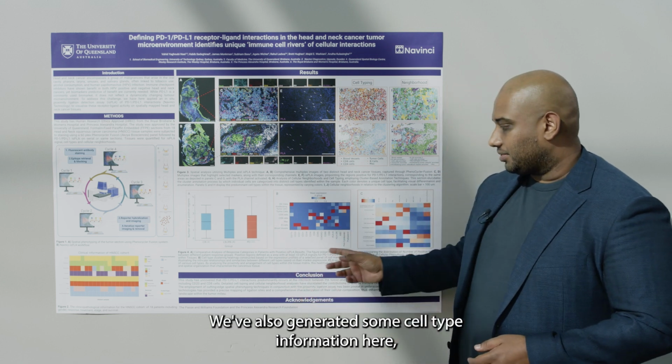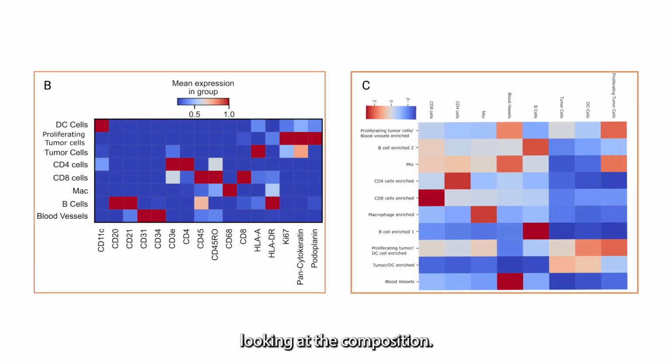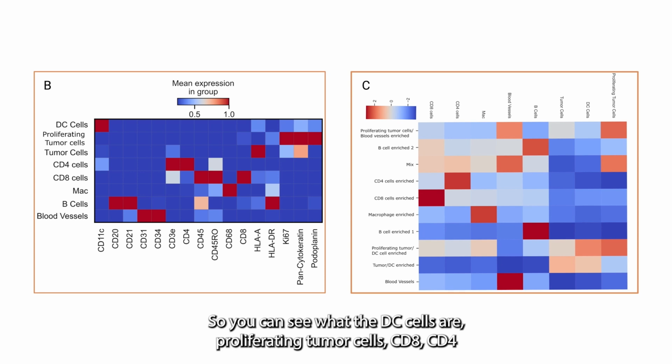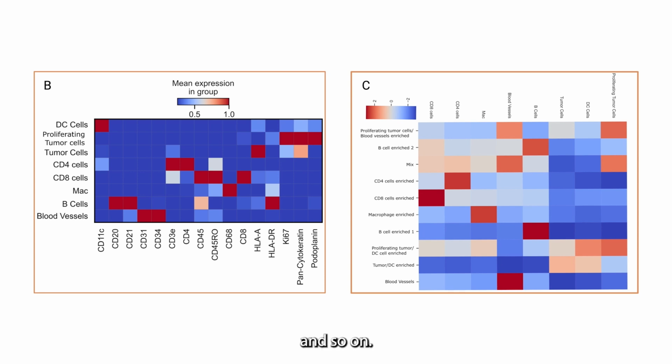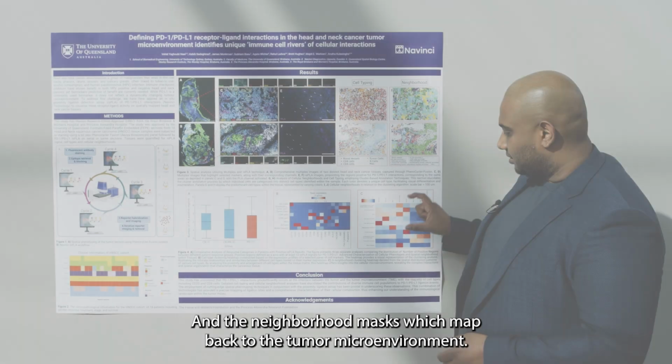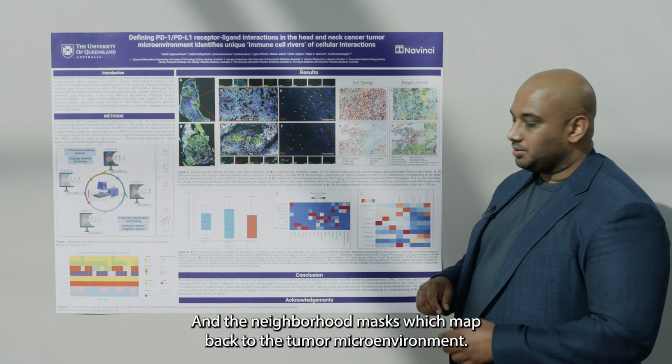We've also generated some cell type information here, looking at the composition, so you can see where the DC cells are, proliferating tumor cells, CD8s, CD4s, and so on, and the neighborhood masks, which map back to the tumor microenvironment.